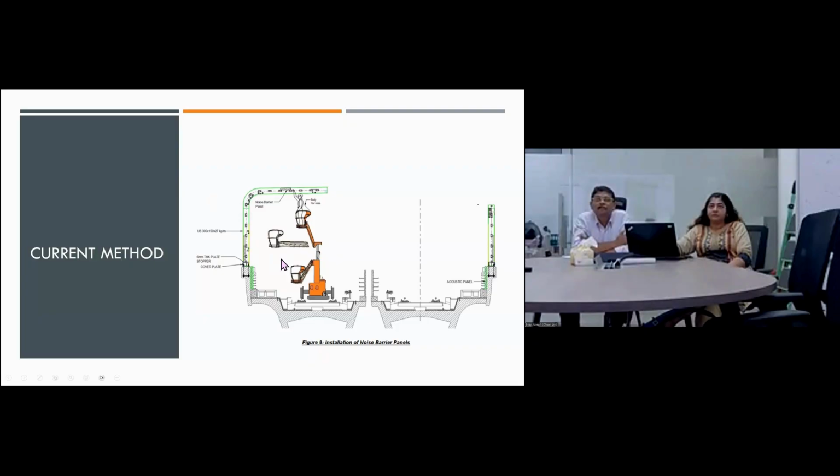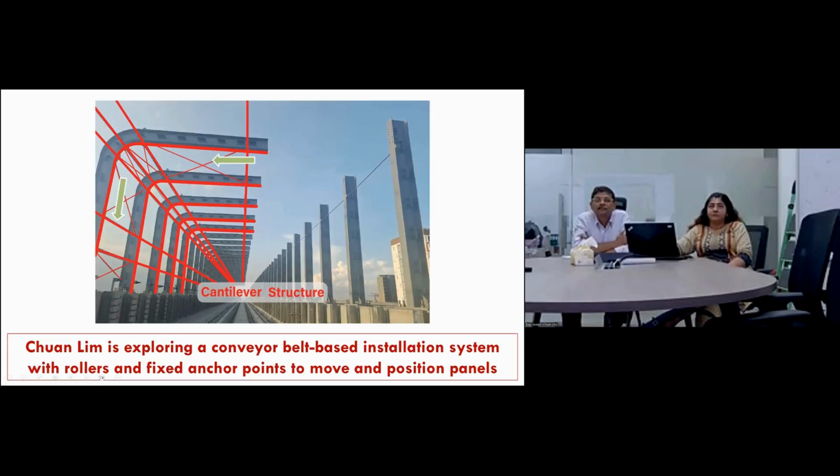Next. So what we are exploring is something like a conveyor system, where we have a system on top installed on all structures. Anchor points might position the panel.